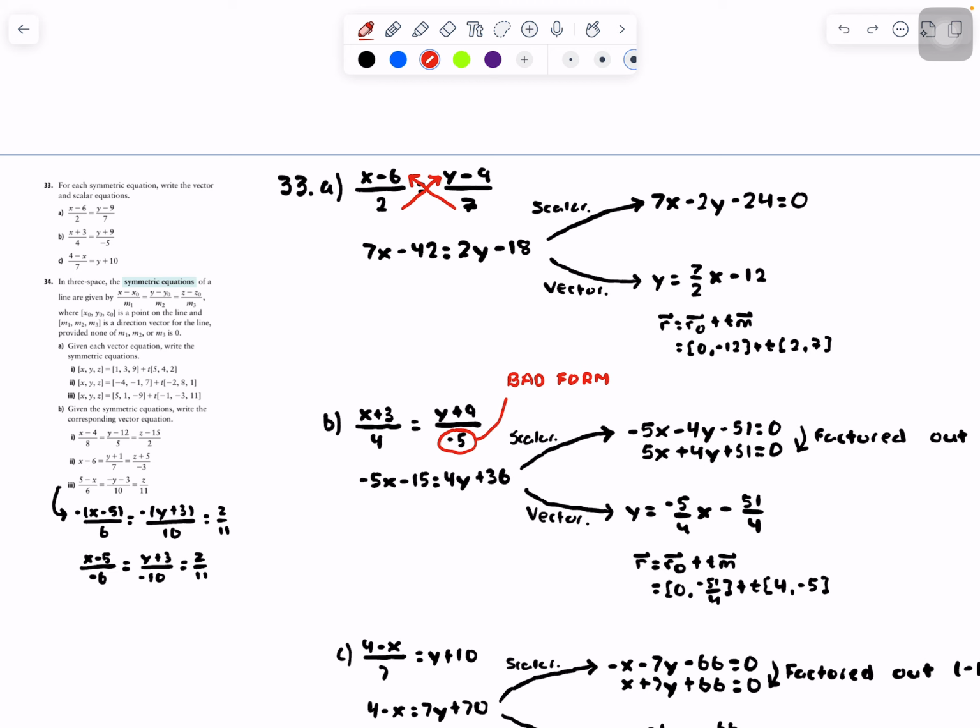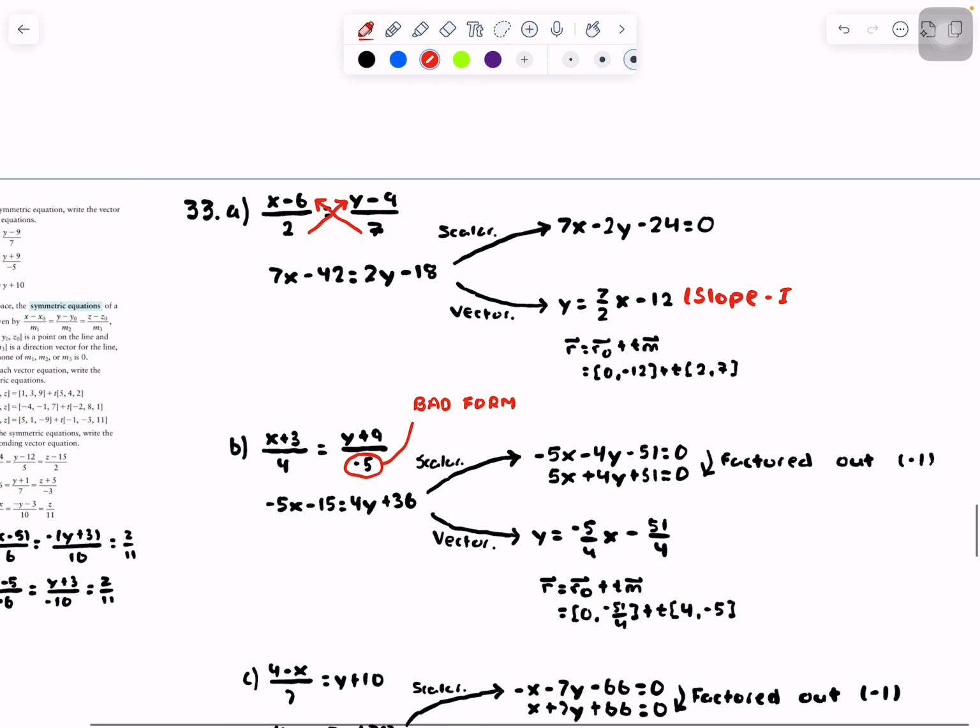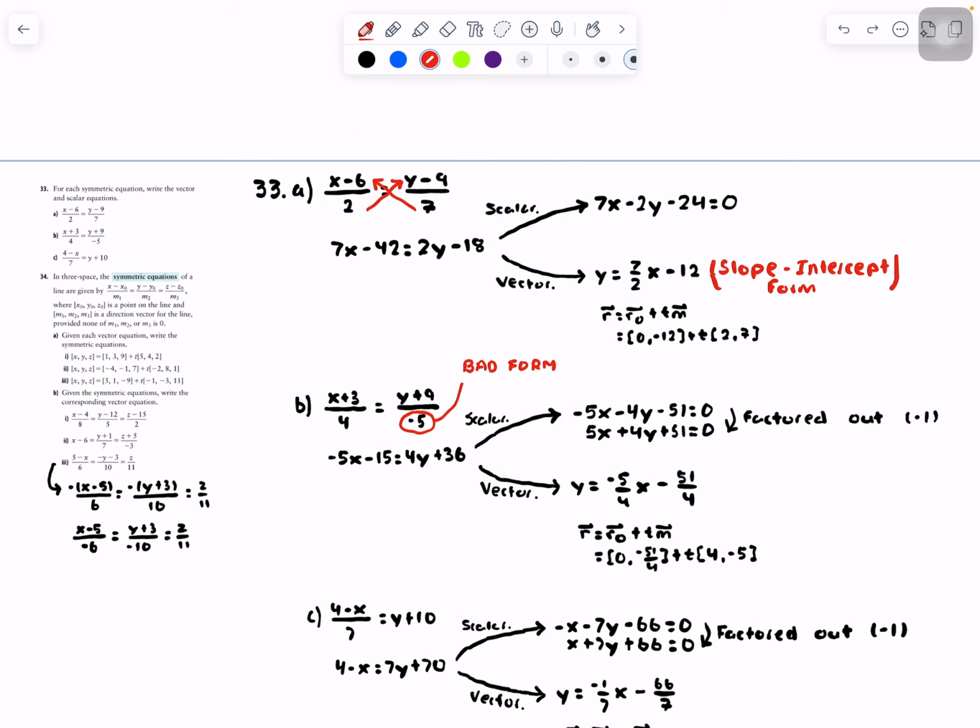I just isolate for y in this equation. By isolating for y, I get it into its slope-intercept form, y equals mx plus b. The reason I like this form is that you can easily read off the vector equation. You take the y-intercept, negative 12, as your position vector, 0, negative 12, and then you take the slope to be your direction vector, so 2, 7. Perfect. And I pretty much continue this procedure for B and C as well.